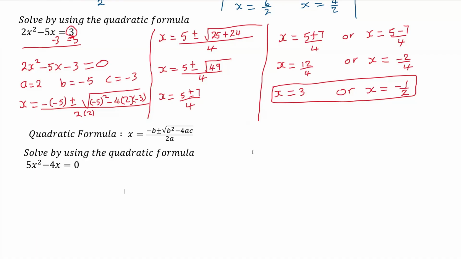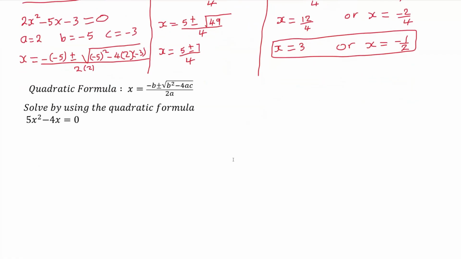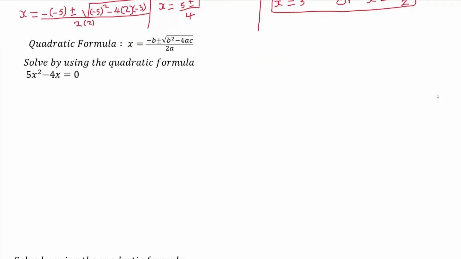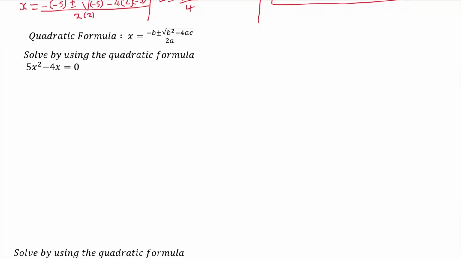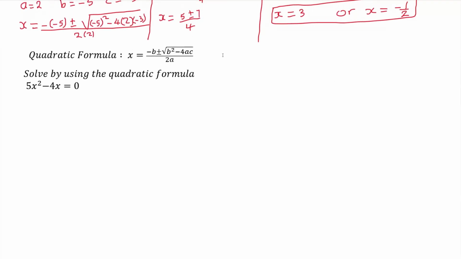So first we have to identify A, B, and C. So what is A in this scenario? A is going to be 5. And what is B? B is negative 4. Okay, now what is C? Well, there is no constant here, right? There's no number after the x. So when that happens, then C will be 0. All right, so in this case, our C is going to be 0 because there's no number.